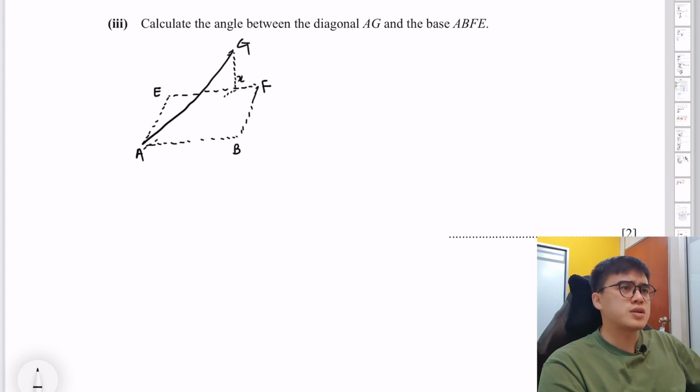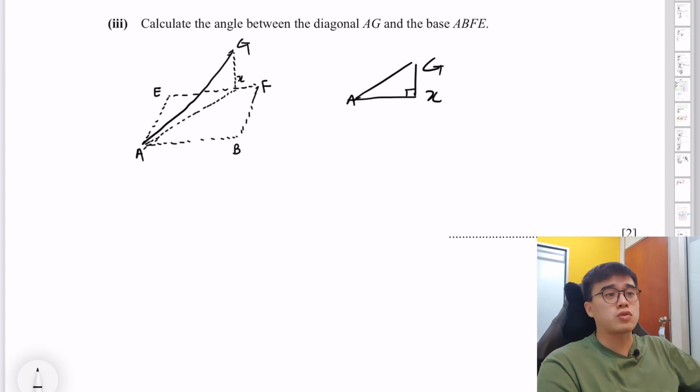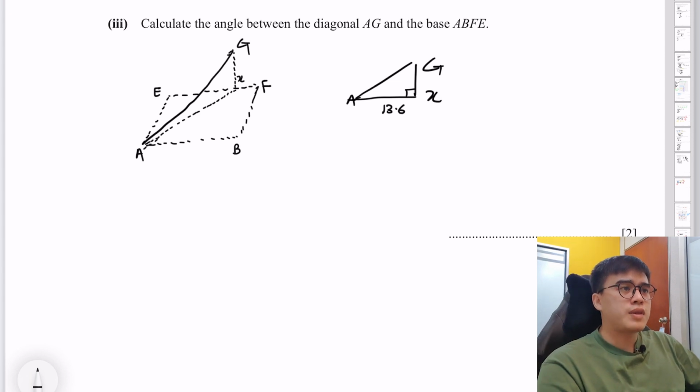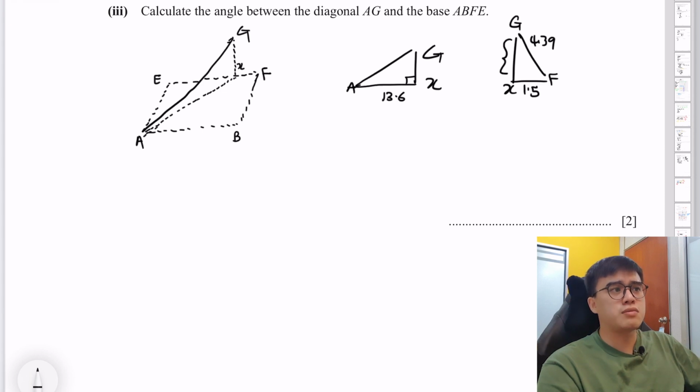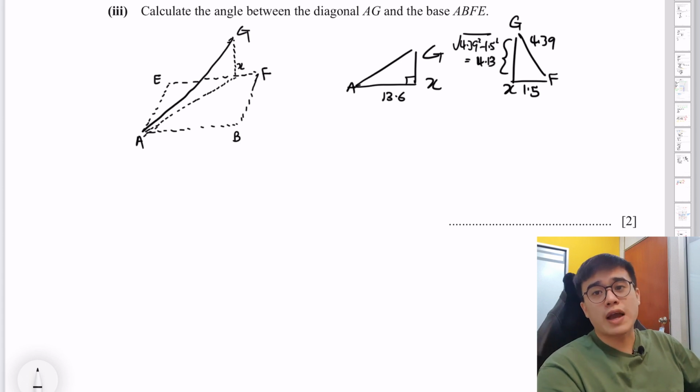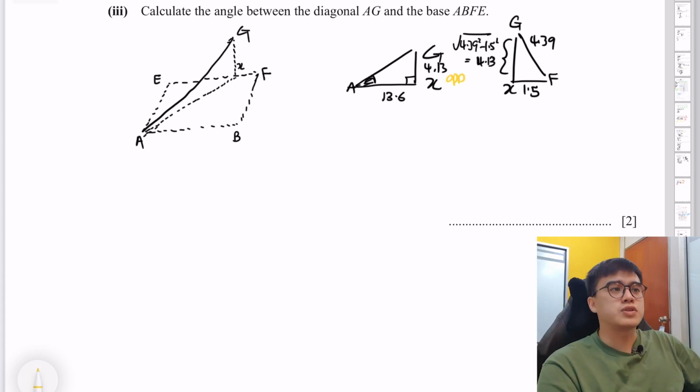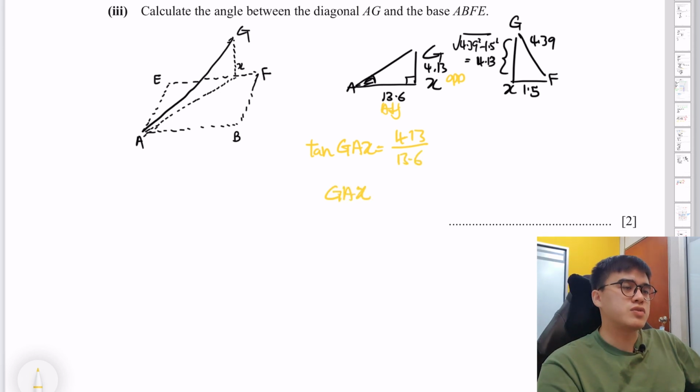Okay, so they're asking us for the diagonal AG with the base. So I need to use the X information because G connects to X. From there, I have to use Pythagoras theorem to identify my GX value as 4.13. And our AX value is the one that we identified in the previous part, which is 13.6. So tangent GAX equals 4.13 divided by 13.6. Tangent inverse, you will get the result as 16.9 as your answer.